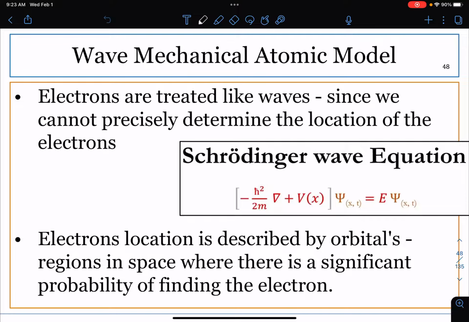This Schrödinger equation is a linear partial differential equation that describes the wave function or state function of a quantum mechanical system. Pretty complicated. We will not be calculating anything using this equation in this class. In fact, even in my Bachelor's of Chemistry in college, we never used this equation. This equation describes electrons' location by orbitals, which are regions in space where there is a significant probability of finding the electron.